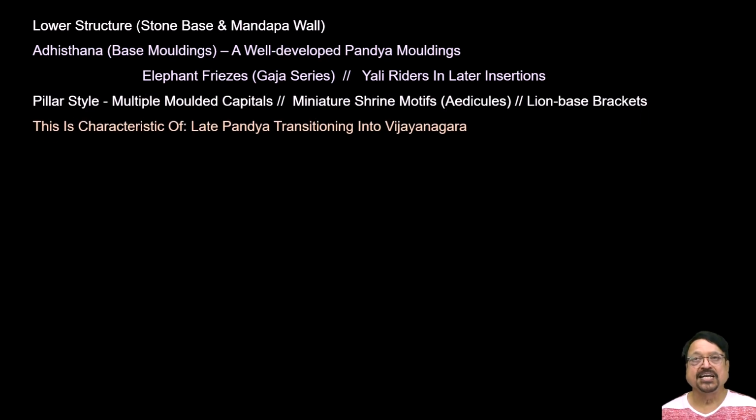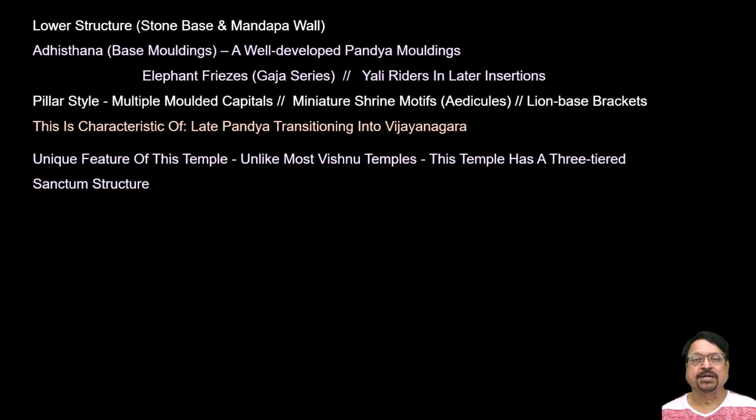Then the pillar structure has multiple molded capitals, then miniature shrines, that is motifs, then aedicules that you will find in most of the temples. They structurally add, as well as give additional place for the Parivara temples, Parivara goddesses. So all the other deities are accommodated in this Devashtaka, you can call it. Then there are lion-based brackets. It is characteristic of the late Pandya tradition, and then getting converted or inspired also by the Vijayanagara.